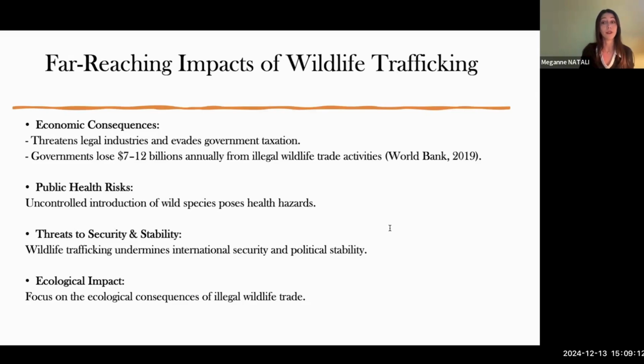Additionally, public health concerns arise from the uncontrolled introduction of wild species into certain territories. And furthermore, illegal wildlife trade poses significant threats to international security and political stability. However, as this discussion focuses specifically on wildlife trafficking as a wildlife crime, this analysis will concentrate on its ecological implications.